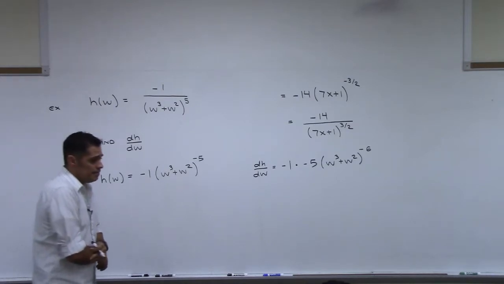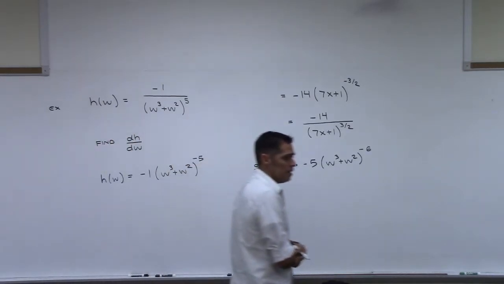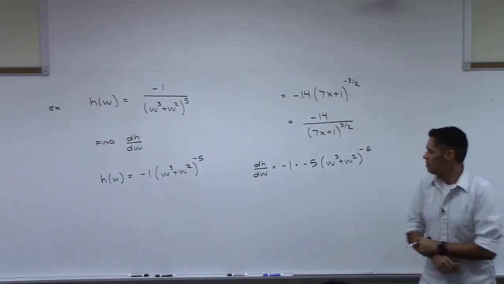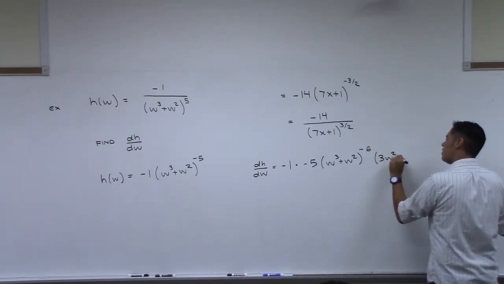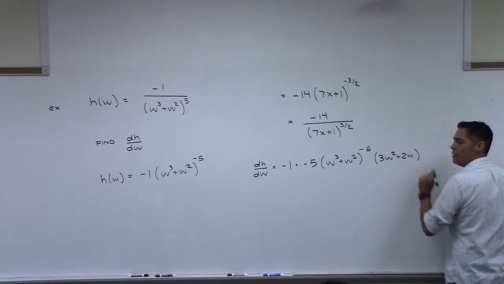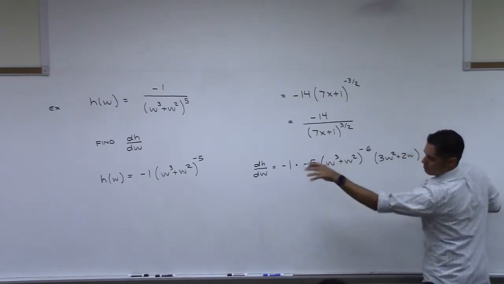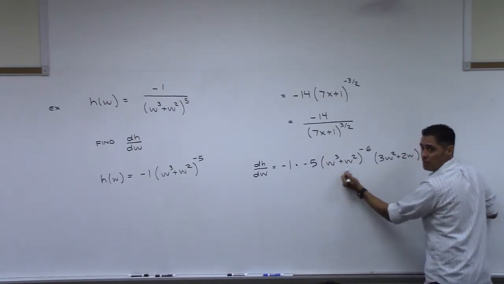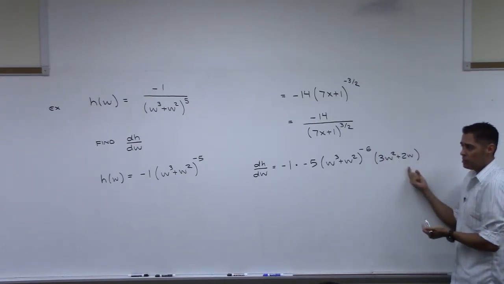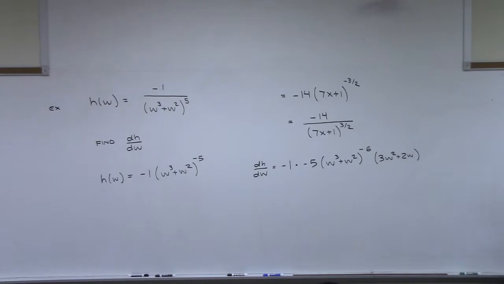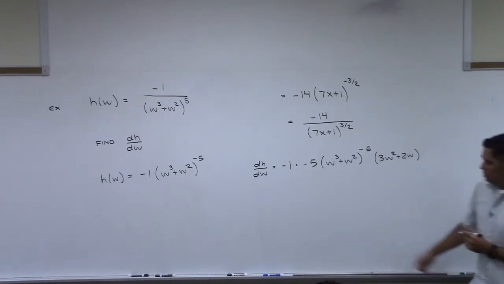And we're not done, right? Times 3w squared plus 2w. So that was us taking the derivative of that g function, putting it here, and having to put it in parentheses because we have two terms. Questions on that? You sure? Be able to multiply -1 times -5, just make it 5.